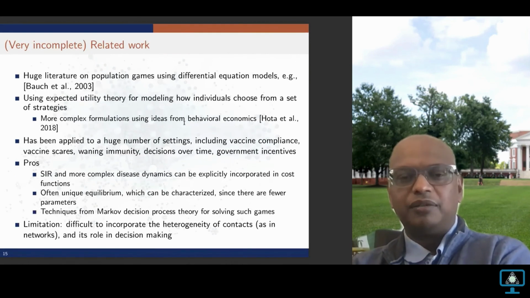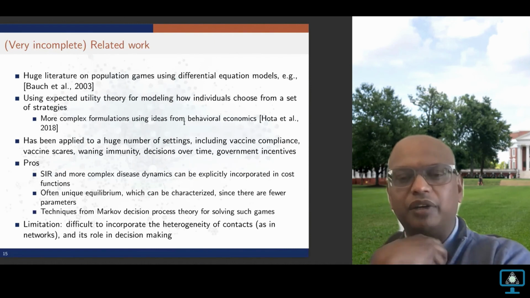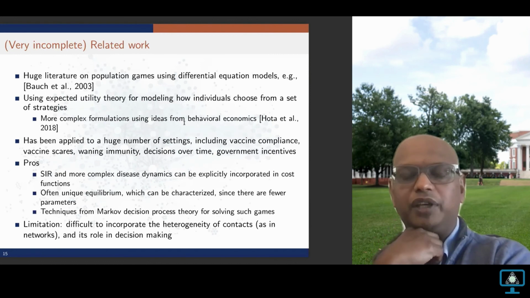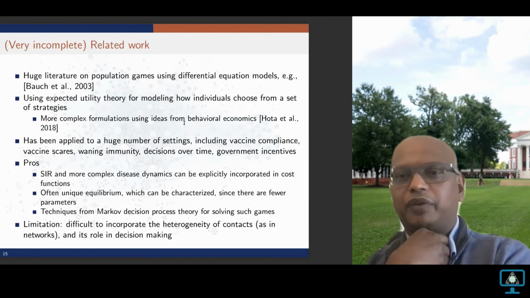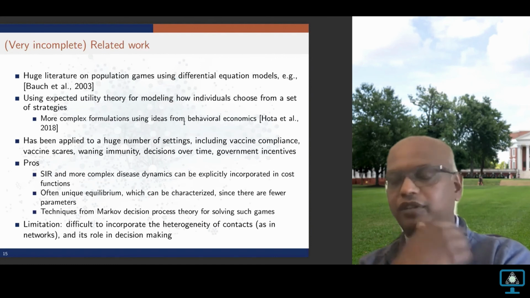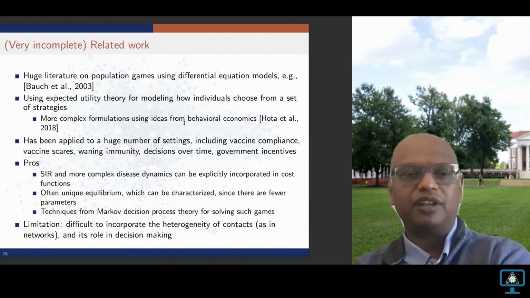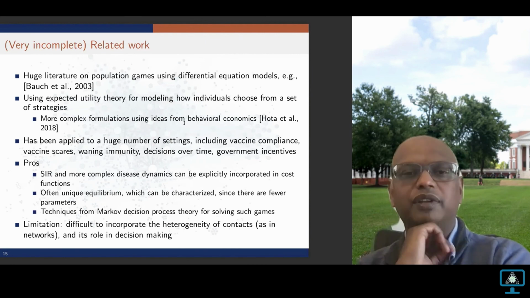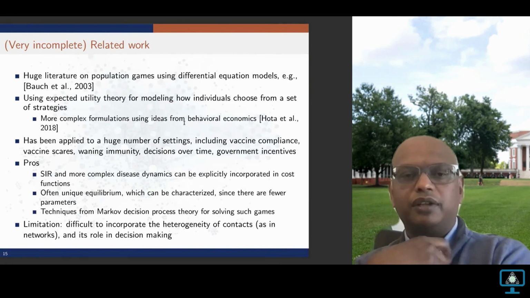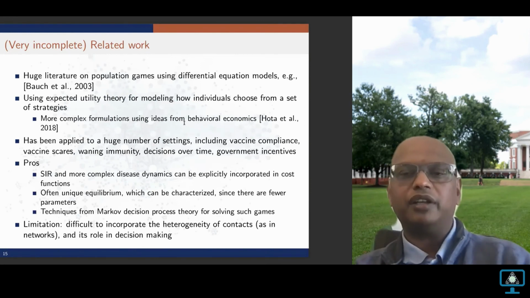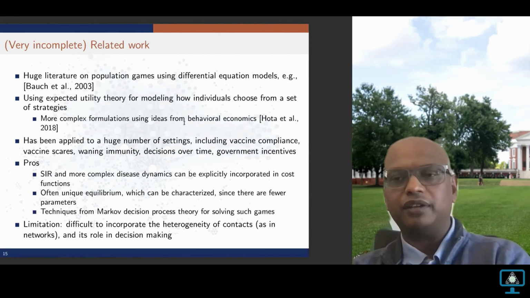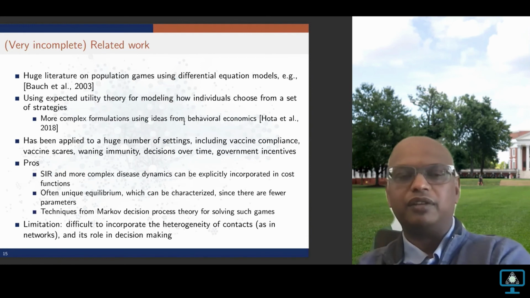So before I go on, I want to very briefly place this in the context of the broader area of game theory and epidemics. First, there's a really huge literature on population games using differential equation models, starting from the work of Bosch et al., and maybe even earlier, and then Allison and Tim Reluga and Simon and Ramanan and lots of folks on the team as well have a lot of interesting work and very fundamental contributions. A lot of this work uses expected utility theory for modeling how individuals choose from a set of strategies. So you can write down some kind of cost or utility and think about decisions which optimize that cost.